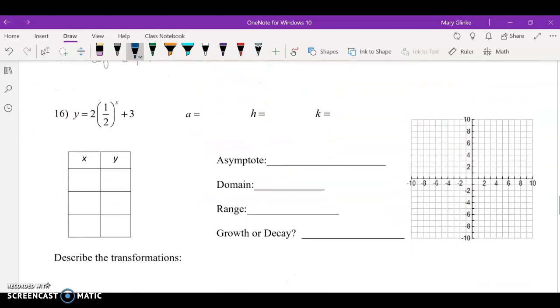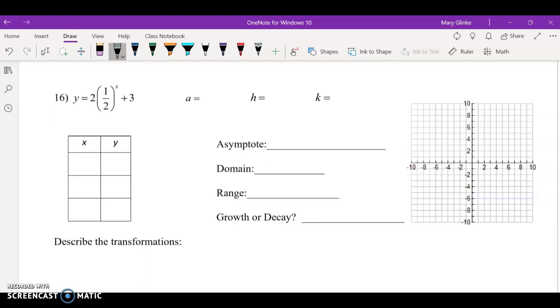Let's take a look at another one of these. For this one here, your A value is 2. That means it's a vertical stretch of 2. Your H value is normally up here with the X's. If there's nothing there, H is 0. Your K value is 3, meaning you're moving your graph up 3. And so what we can do right now is write the asymptote y equals 3 and draw our dotted line.